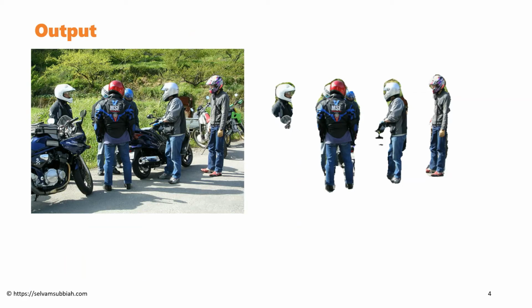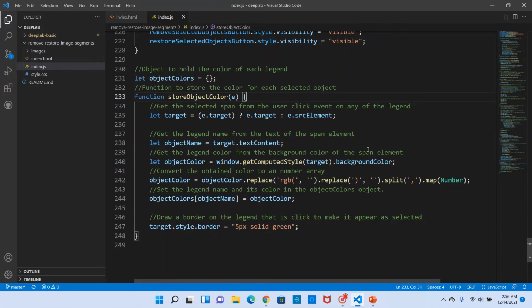Now let's look at the code walkthrough. First, we'll take a look at the click event on the legend itself. When the user clicks on the legend, background or motorbike, what happens? This is the function that gets invoked, store object color. Basically, when the user clicks on that, the background color of that particular legend is extracted and then stored in an array, in an object basically.